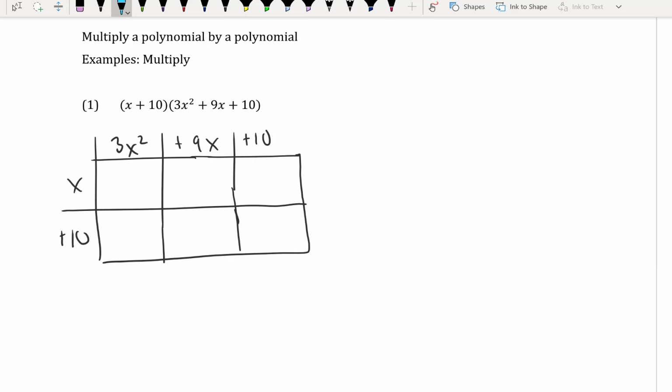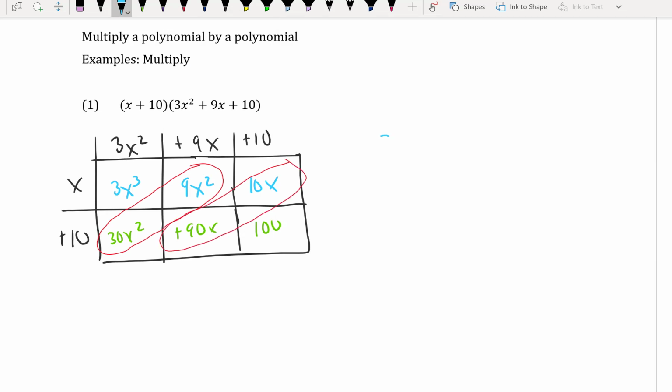So now when I multiply, I have a 3x to the 3, I have a 9x squared, and I have a 10x. And in my second row, I would have a 30x squared plus a 90x, and 10 times 10 would give me a 100. So what's nice about this is that your diagonals can be added together.